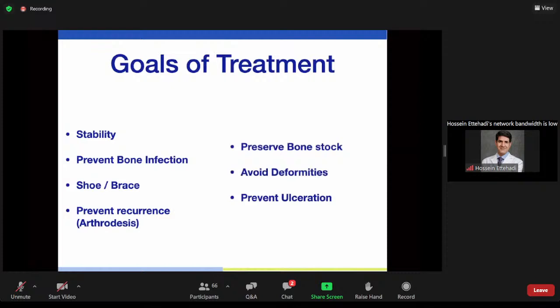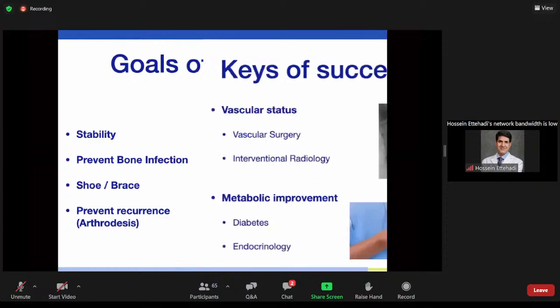So my additional goals of treatment, I think are more modern: to preserve bone stock, avoid deformities, and prevent ulceration. And by this, we will complete the initial goals of treatment, but we will try to be a little more aggressive in this commitment.